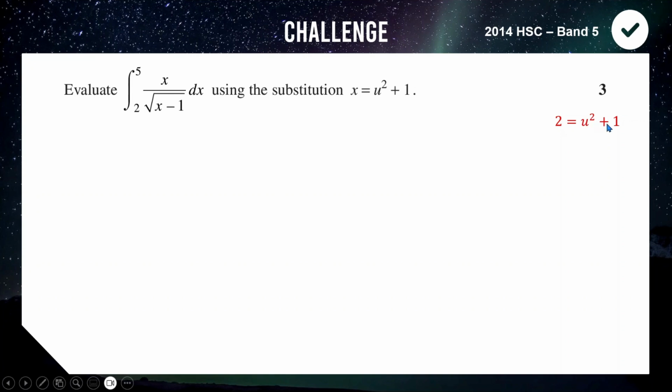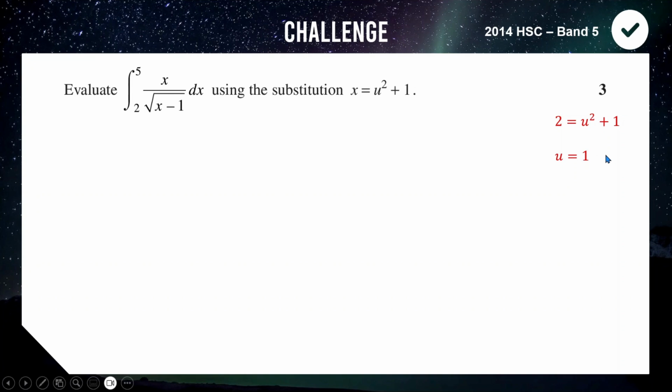We don't need any fancy algebra here. We can just solve this by inspection. Clearly, u squared needs to be 1 to make the left-hand side match the right-hand side. And so if u squared is equal to 1, u is equal to 1. I know that u equals negative 1 also works for this equation, but we don't really need it. We only need 2 numbers for our limits, so we'll just stick with the positive ones to make our life a little bit easier.